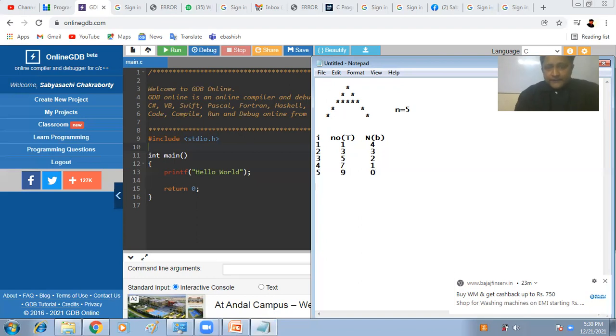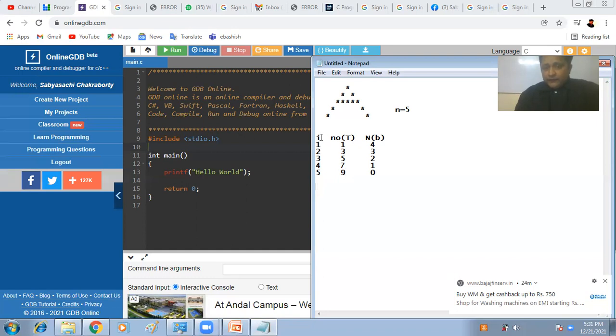So what we can see is that the number of points in the triangle is an increasing function of i, a positive linear function of i. When i is 1, the number of points in the triangle is 1; i is 2, it is 3; i is 3, it is 5; i is 4, it is 7; and for i is 5, it is 9. So it's a positive linear function of i.